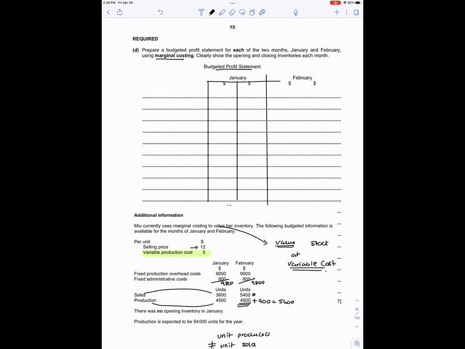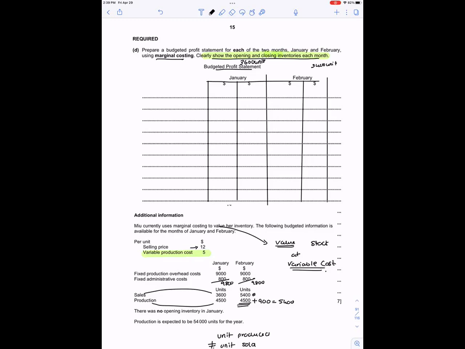Now, normally, they clearly want us to show the opening and closing inventories of each month. This statement is there. If this statement would not have been there, I would have done for January how much units have I sold? 3,600 units. And for February, I would have done for 5,400 units. But because this statement is there, I have to show opening inventory and closing inventory of each product.